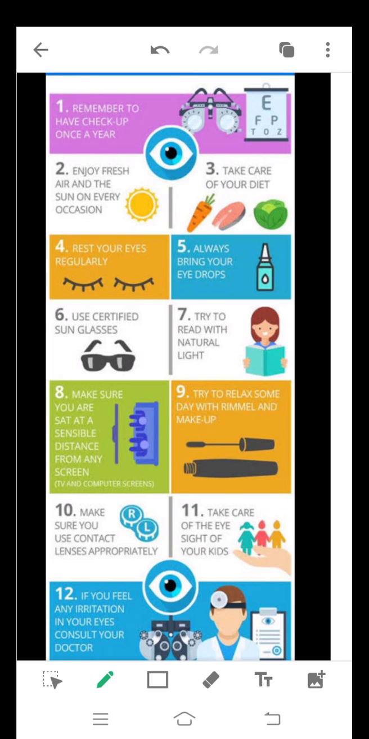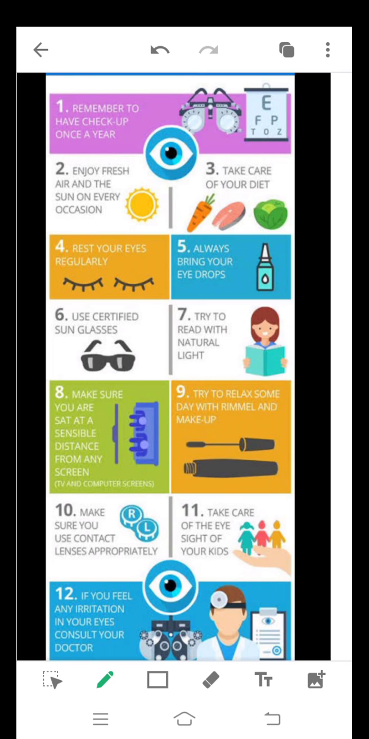Besides this, there are many more things which we can do to take care of the eyes, like you must give rest to your eyes by having 7 to 8 hours sleep daily. So every 24 hours you must have 7 to 8 hours sleep, so that your eyes are getting enough rest.